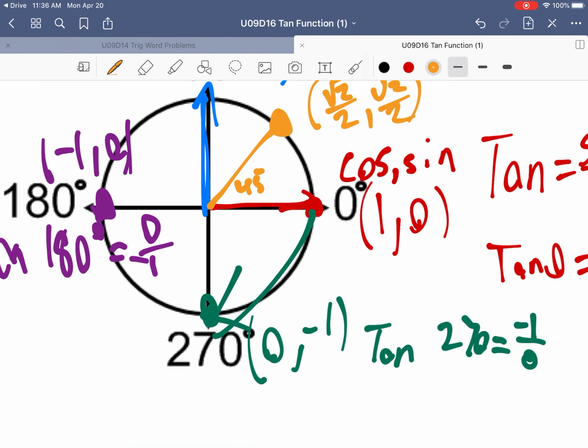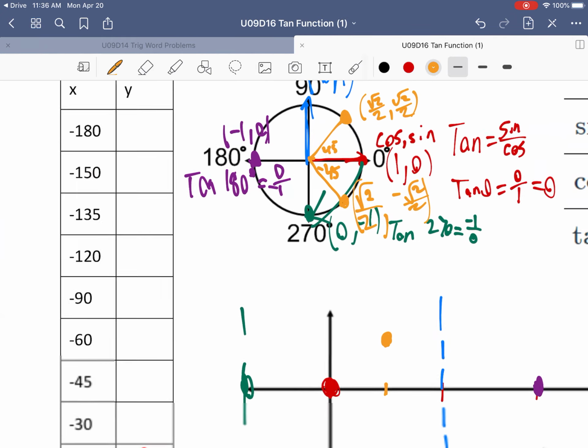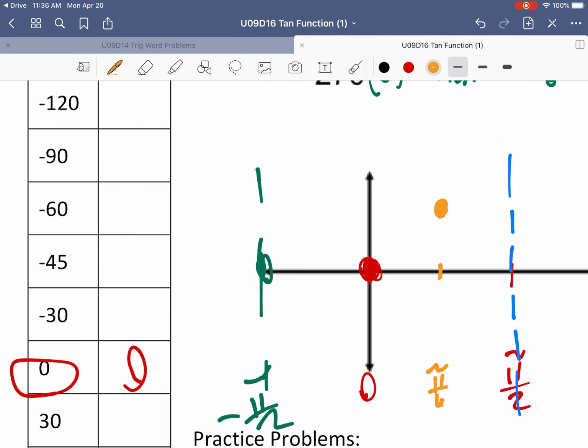And if we were to go to -45 degrees, we would get the coordinate radical 2 over 2, comma, negative radical 2 over 2, which if we were to divide those, we get -1. So for negative pi over 4, we actually get -1. And we can actually graph this now. It starts to look like this.